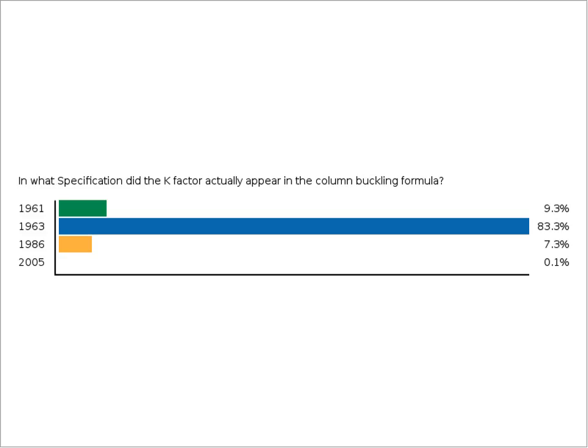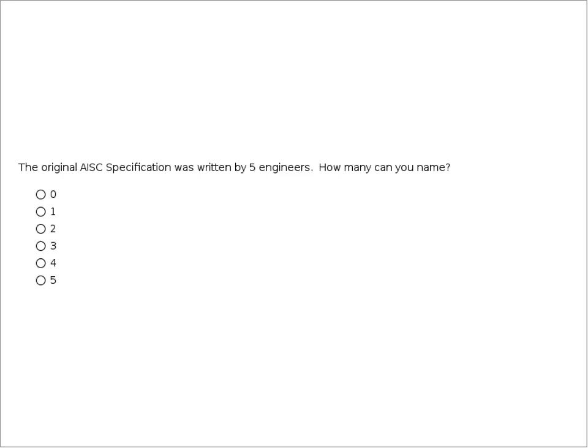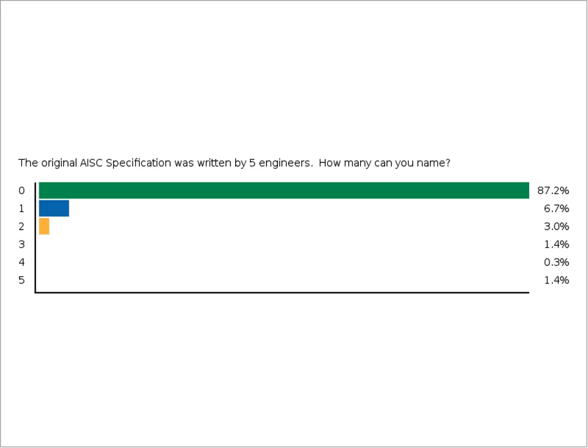Charlie talked about the original specification being written by 5 engineers. The question is, how many can you name? 0, 1, 2, 3, or 5? The original specification was written by 5 engineers. How many yourself can you name? And it looks like most of you are being honest, and they're saying 0. Charlie, I put the question back to you. How many can you name, Charlie?